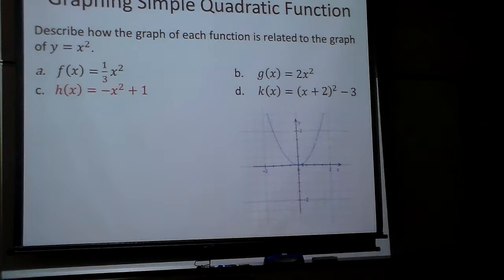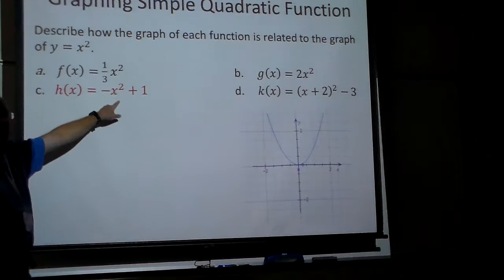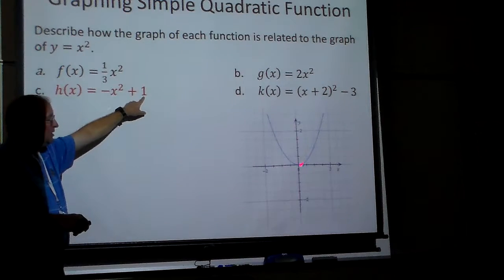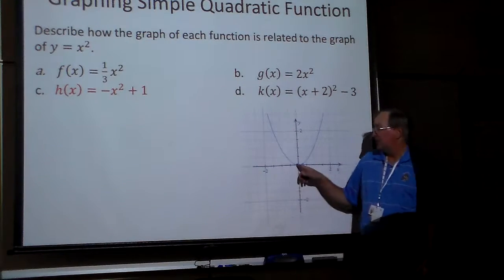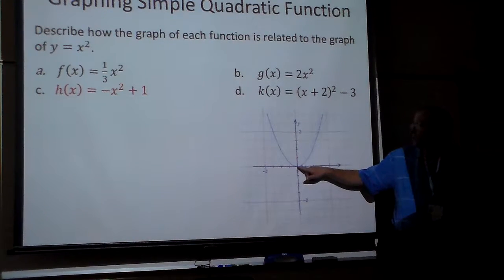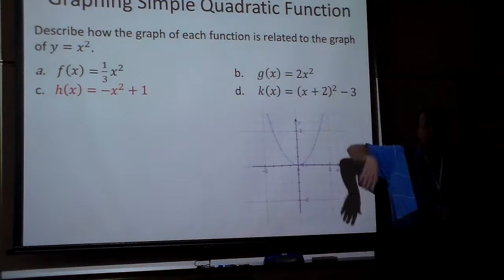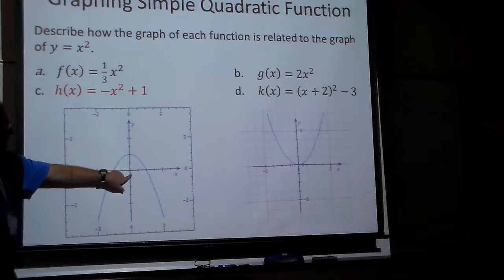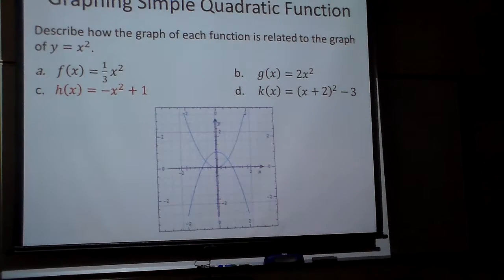So, looking at the C term, notice I have a negative x squared plus 1. The plus 1 is outside, so that's going to be a vertical shift. And the way I like to do quadratics is to move them from the vertex, because that's a good center point or starting point, that minimum or maximum. So the plus 1 is going to move it up 1. But what's the negative x squared going to do? Flip it down. That's what it did. It moved it up 1, but then flipped it down.